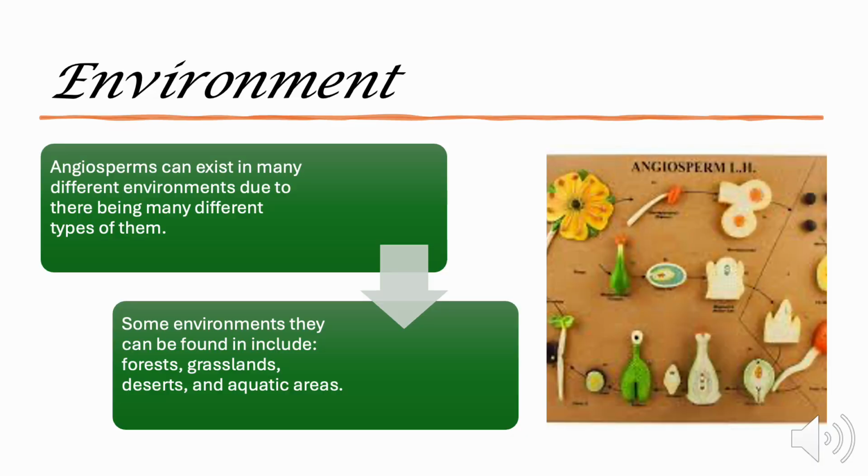Environment. Angiosperms vary in form. They can be found in a multitude of environments due to there being many different types of them. Some environments they can be found in include forests, deserts, grasslands, and aquatic or marine environments. They can adapt to any environment.